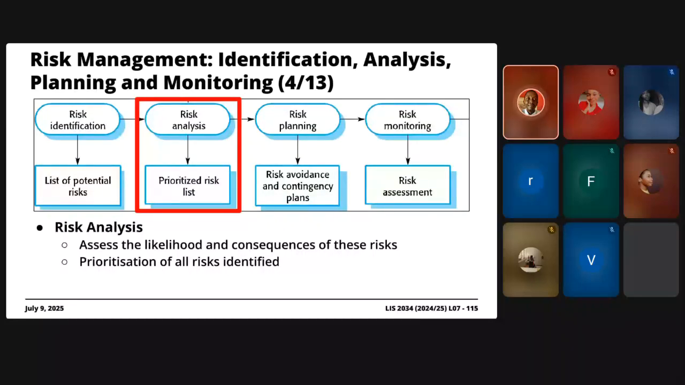And using these two things here, the likelihood and the consequence, you can actually prioritize your risks. You order them, you come up with a prioritized list of risks so that you know what to watch out for, in essence.